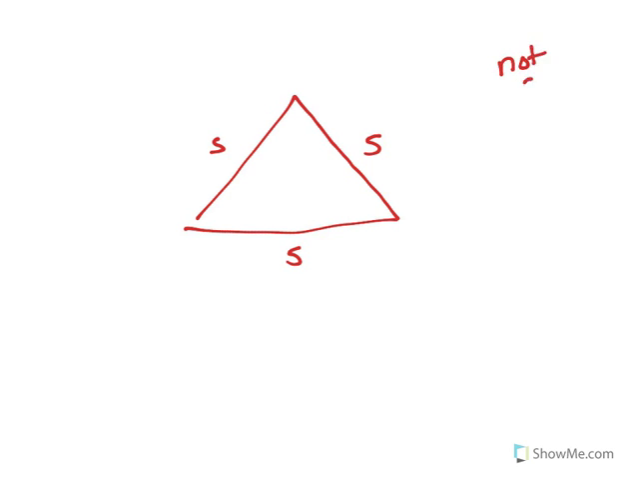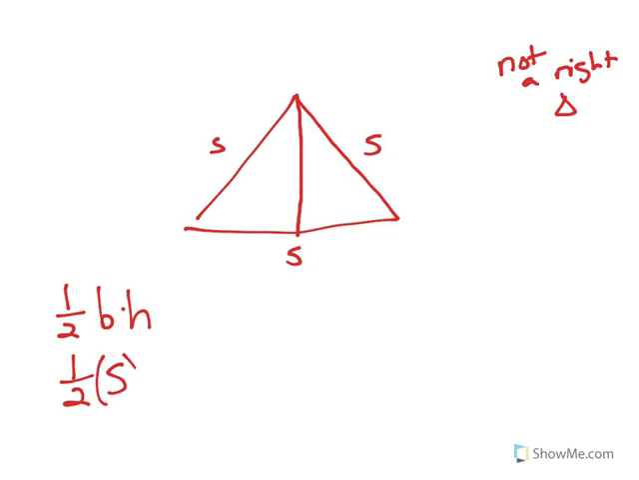Leaving me for my last type of triangle, which is an equilateral triangle. Which means that all three sides, including the base, are the same. So if this is S, then this is S, then this is S. But this is not a right triangle. But what I do know is it's still 1/2 base times height. Now I've got to find the height. That's going to be tricky to find, except that this cuts it in half. That's 1/2 S.